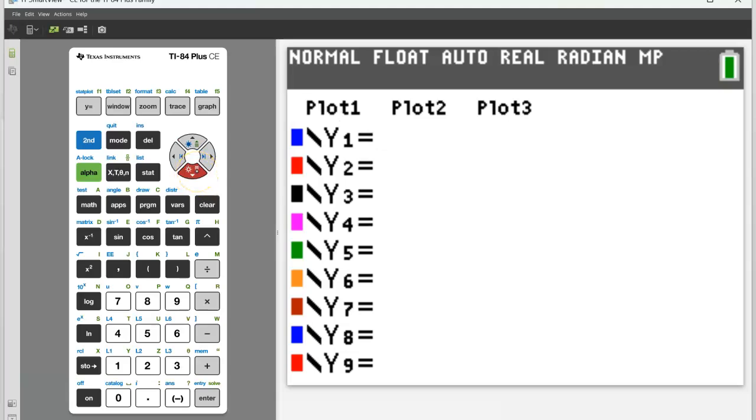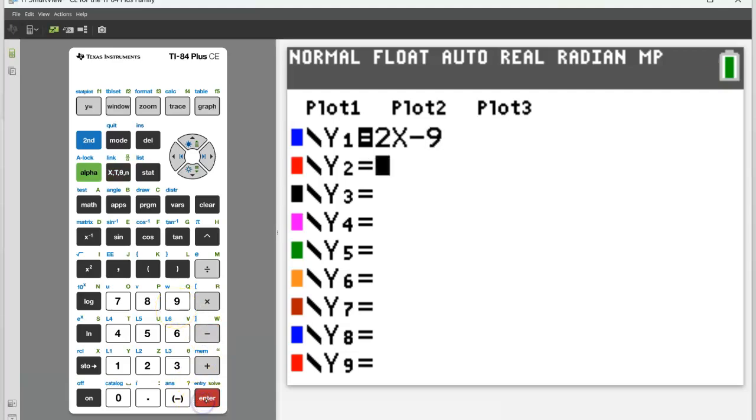So I'm going to put these equations in here. Now this is why you had to have them solved for y, because all of these are y equals. I'm going to put in 2x minus 9. If you've never used this before, be careful about how you get your x. This is not an alpha x. Take a look up here where you see the little cursor. There's a button that says x, t, the symbol is a theta, and then an n. Hit that button to get your variable. So 2x minus 9.